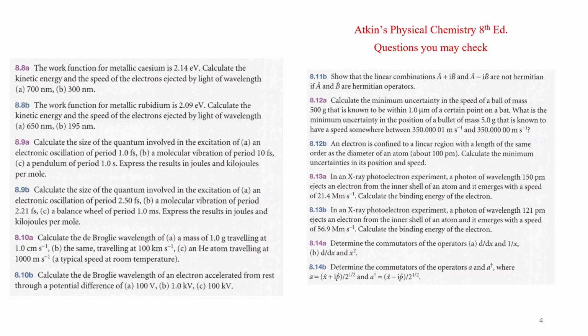So the next question, 8.8a. Again, as you can see, it is talking about the work function of metallic cesium, which is 2.14 electron volt. Calculate the kinetic energy and speed of electron ejected by light of wavelength 700 nanometer and 300 nanometer. So this is based on Einstein's photoelectric effect, right? So work function is 2.14. So you need to provide an energy greater than 2.14 electron volt so that your electron will be ejected.